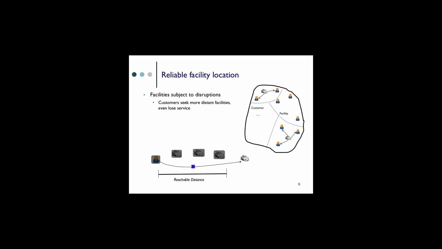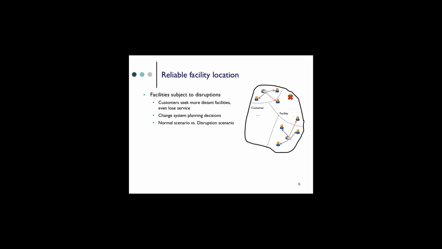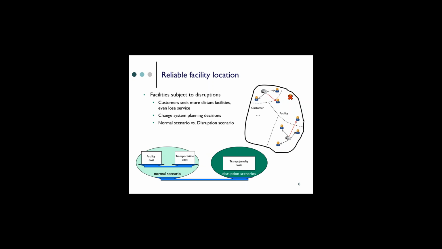Therefore, with consideration of the facility disruptions, the system planning decisions may be totally changed compared to the situation when there's no disruption. As you can see, these two customers are assigned to two other facilities, and this customer may give up service. So when there's disruption, we should not only balance between the facility cost and the transportation cost. We should also balance between the normal scenarios and the disruption scenarios.